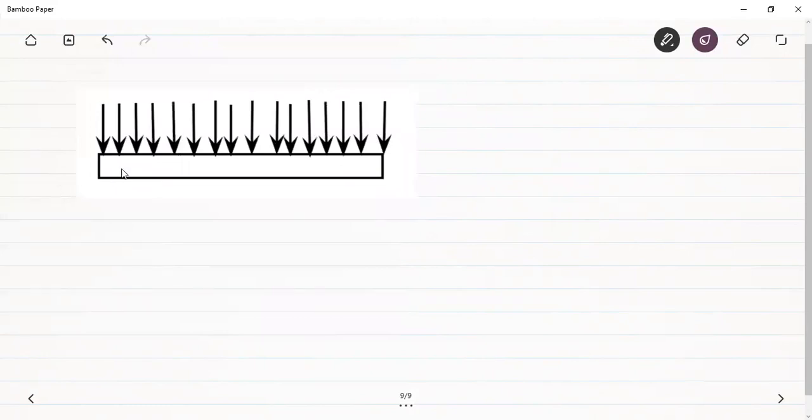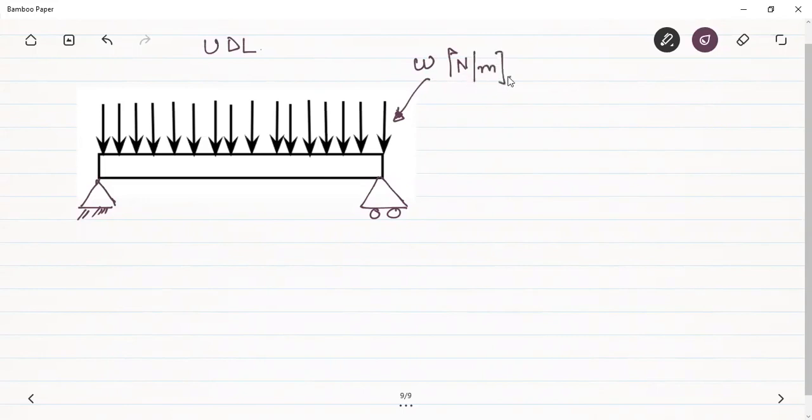Let's draw the SFD and BMD for this beam, which is a simply supported beam subjected to a UDL. Let's say that this intensity is equal to omega. What is its unit? Newton per meter. Let's say that this span of the beam is equal to L.